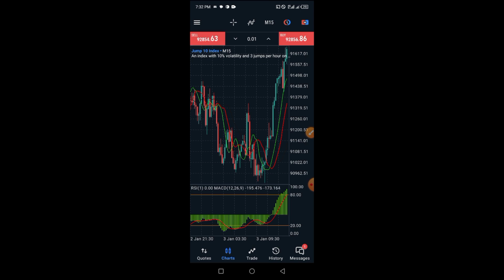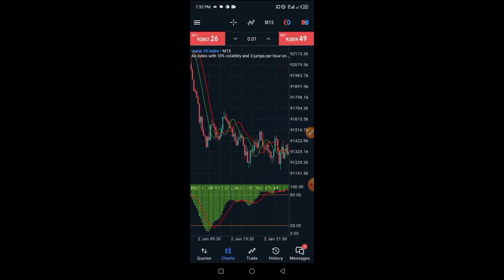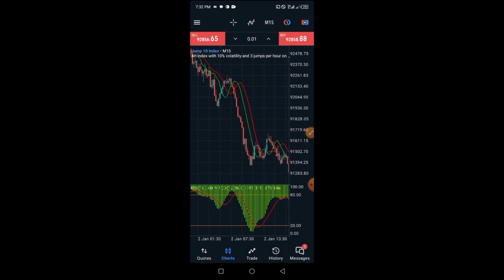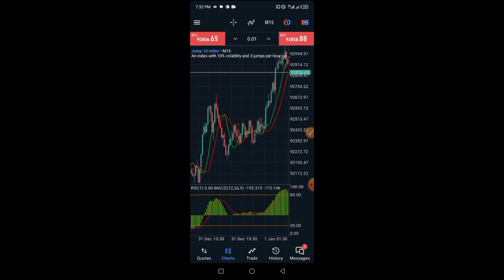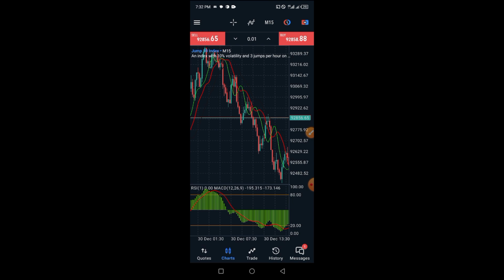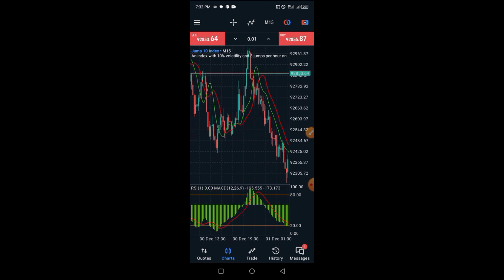your entry in this place. Now let's check. No, it didn't cross. In this place it's crossed. Yeah, it crossed below a little bit. It didn't fully cross, so you have to wait to make sure that you confirm the crossing very well. Okay, yeah, guys, here it crossed. Okay, let me show you an example of what I'm saying.